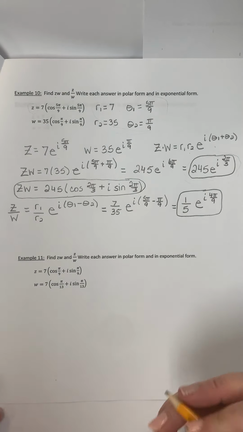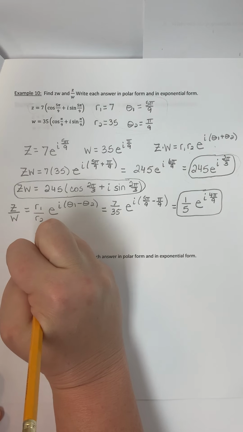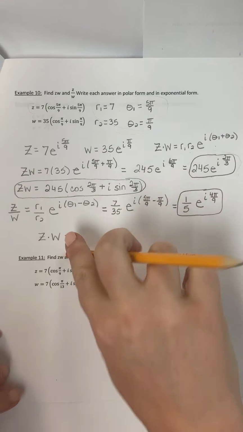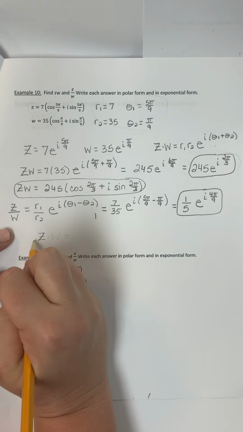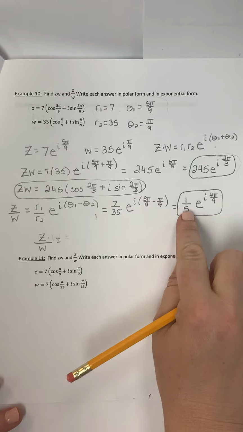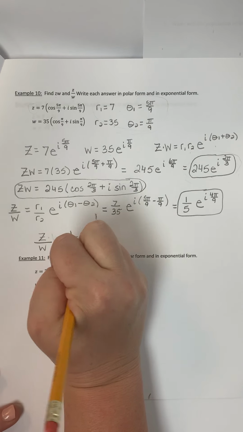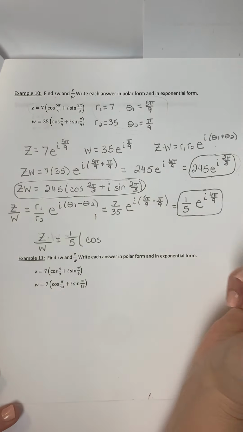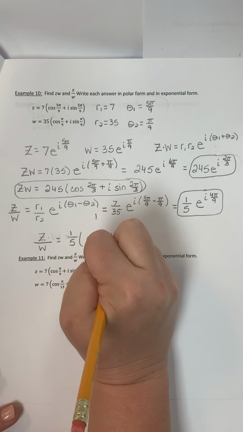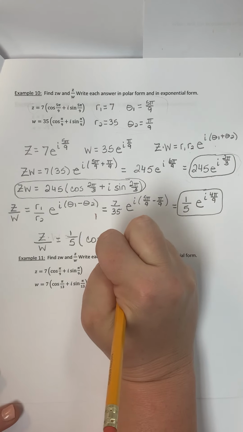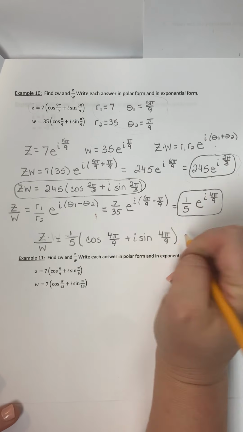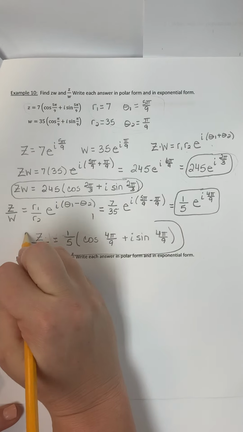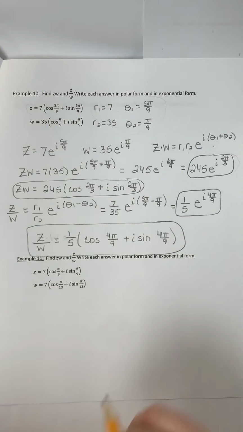Now if I were to write this in polar form, whoops, I've already written the multiplication one. How about division? Here's my r, 1/5. I've got cosine of 4 pi over 9, that's my theta, plus i sine of 4 pi over 9. And there we go. All 4 answers.